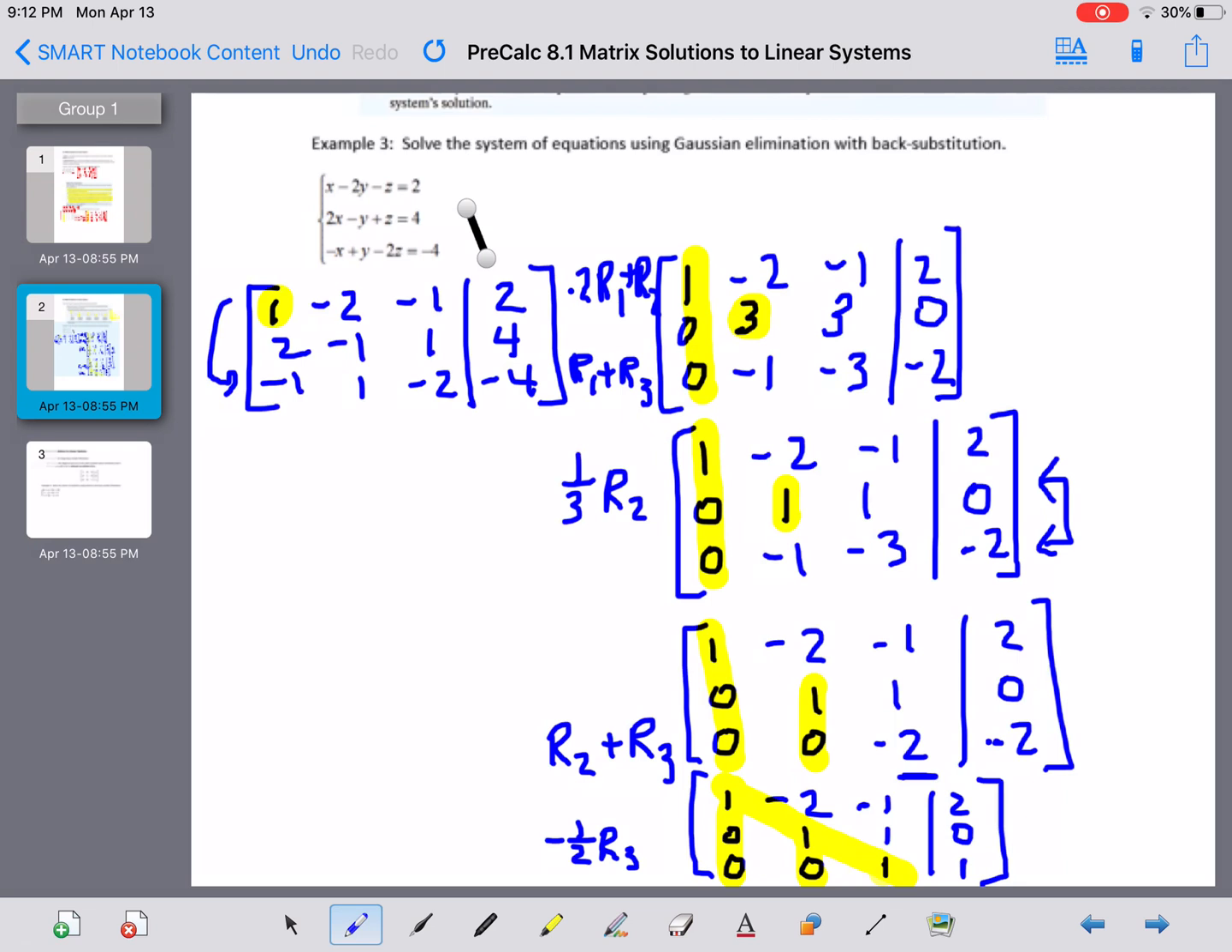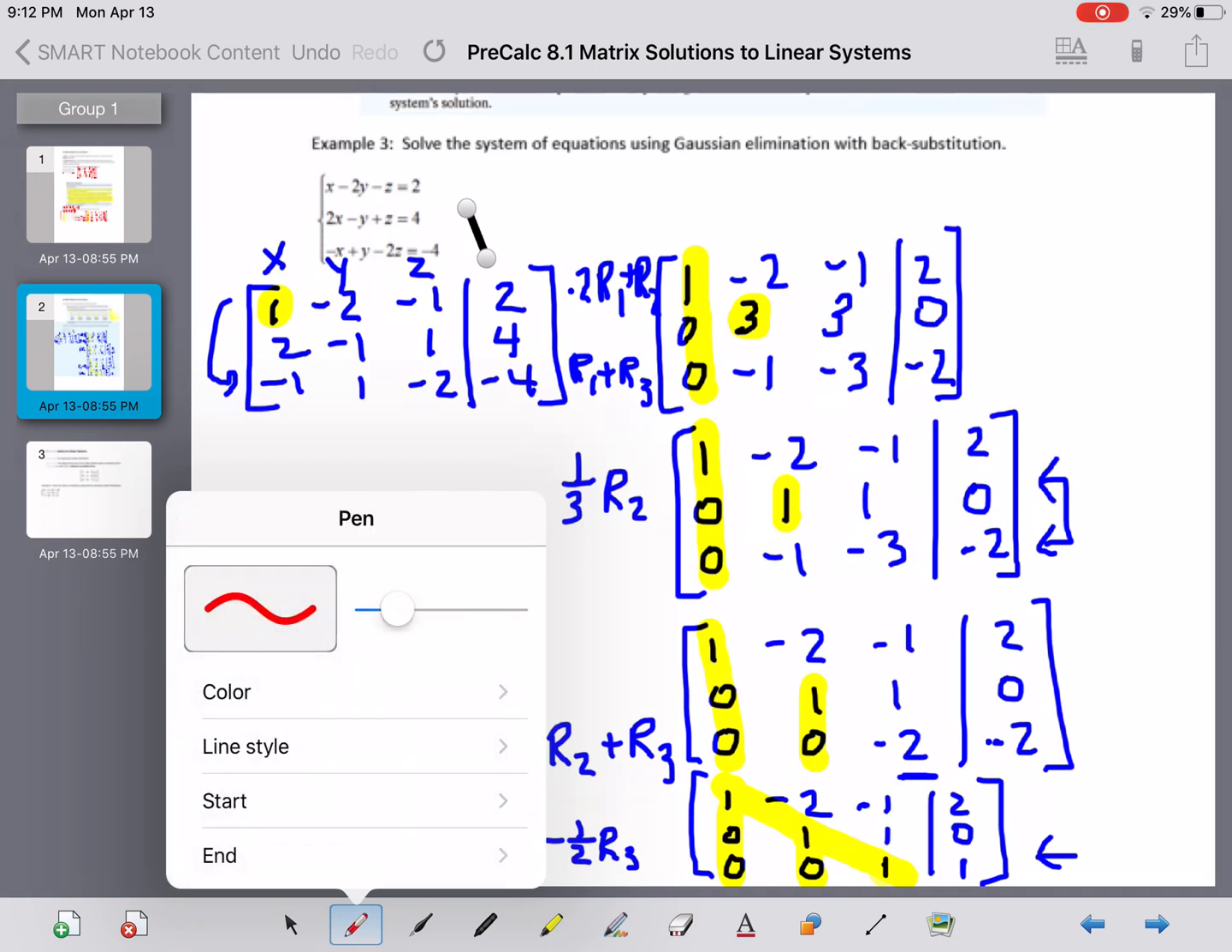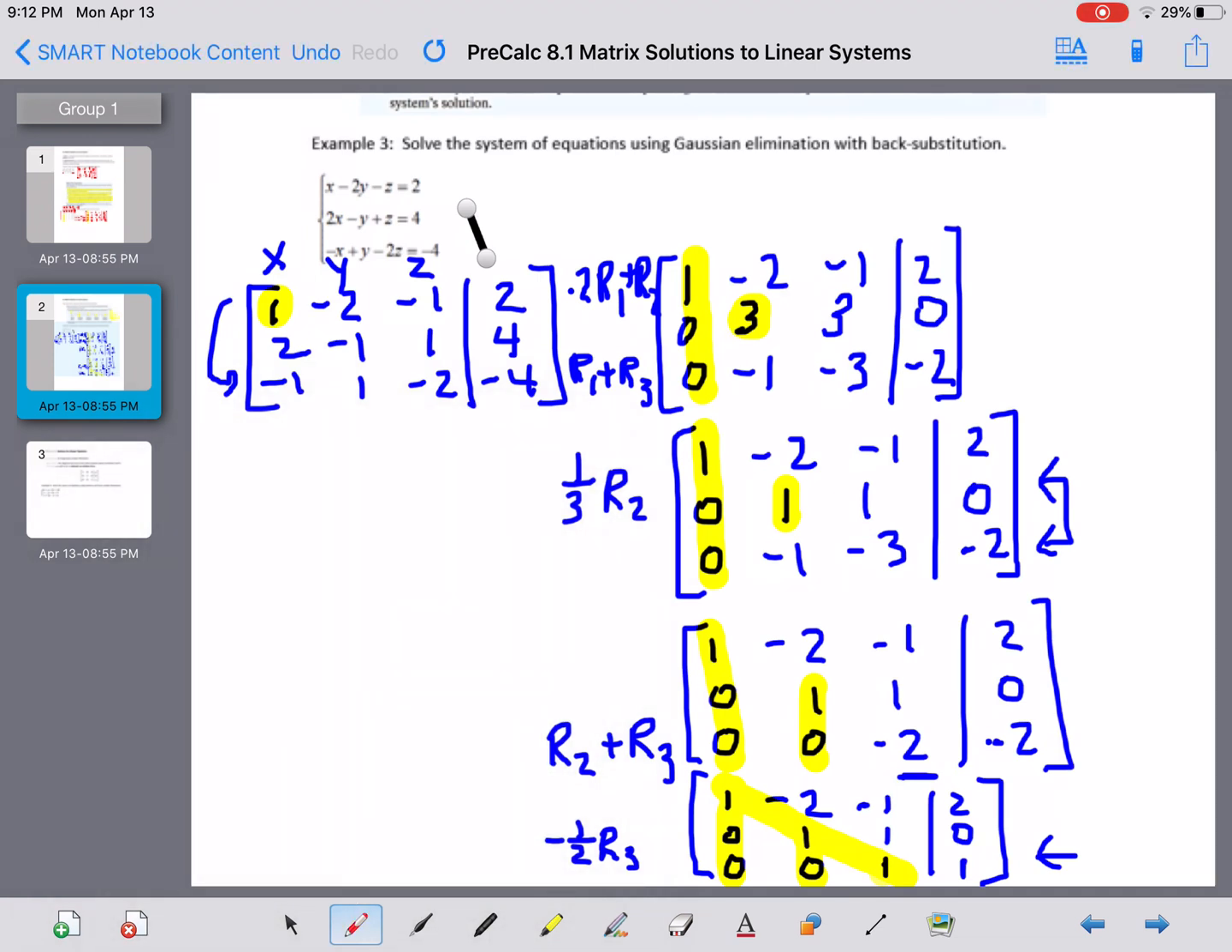If you remember, we made our augmented matrices by putting all the coefficients of x in the first column, y in the second column, and z in the third column, and then with our constants. So I'm going to start with this bottom row and change the little color here so we can see what I'm doing. This means I have 0 x's, 0 y's. I have 1 z, and it equals 1. I know what z equals.